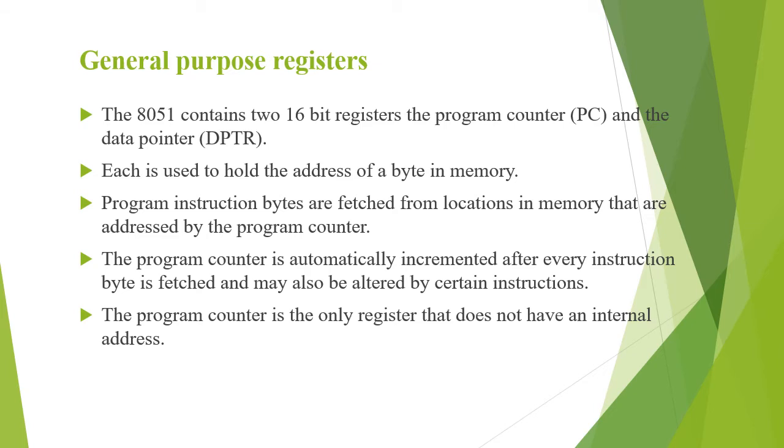The 8051 contains two 16-bit registers, that is the program counter and the data pointer. Each of them is used to hold the address of a byte in memory. The program counter points to the address of the next instruction to be executed. So program instruction bytes are fetched from the locations in memory that are addressed by the program counter. The value of the program counter is automatically incremented after every instruction byte is fetched, and it can be altered by certain instructions. The program counter is the only register which does not have an internal address.